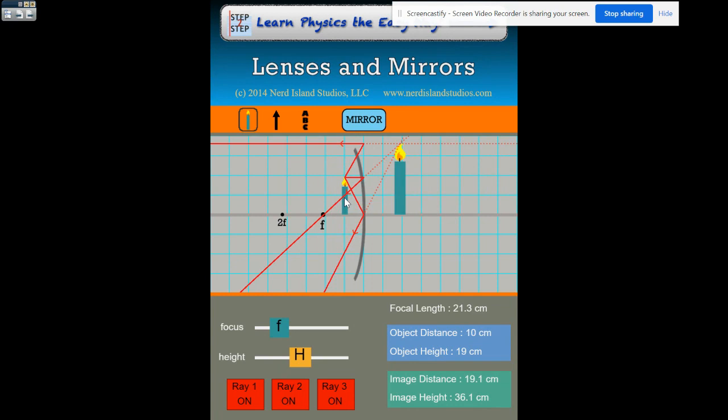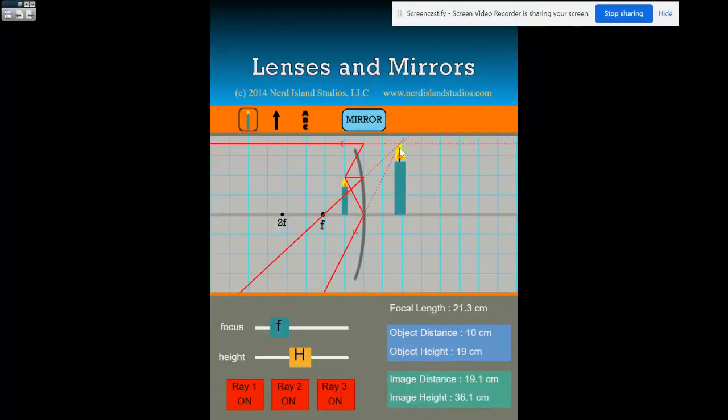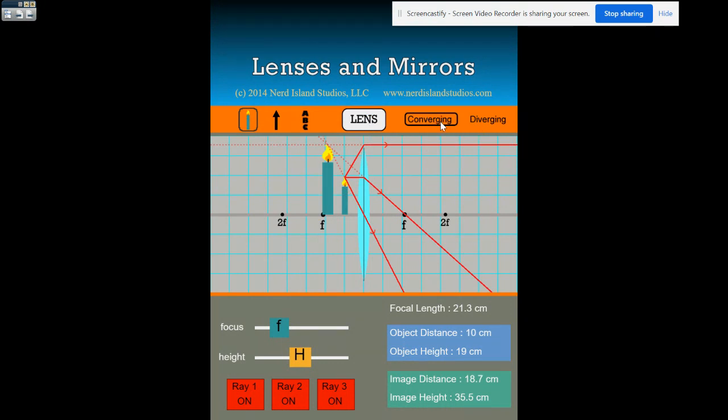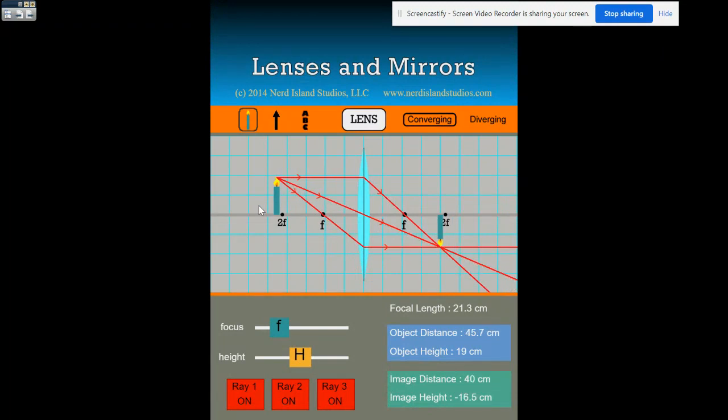If I move the candle in between the focal point and the mirror, then I get an image that is upright and behind the mirror, so a virtual image. You can also change it to lenses. You can look at converging and diverging lenses if you want, and you can do the same thing.